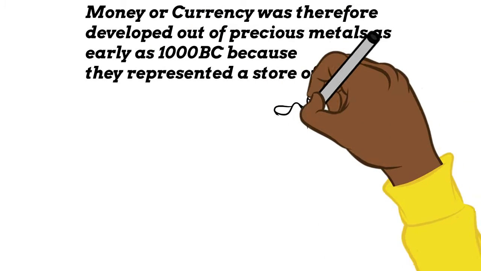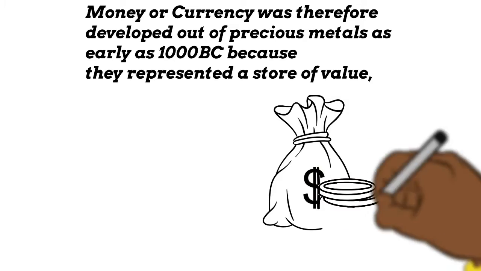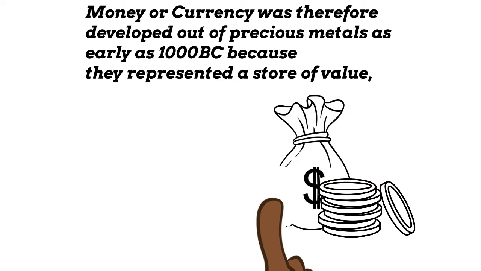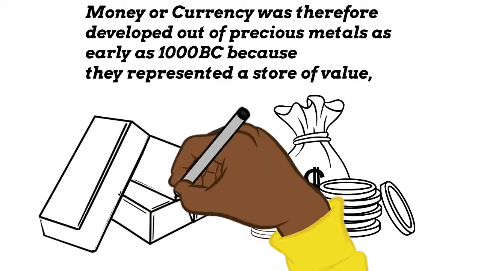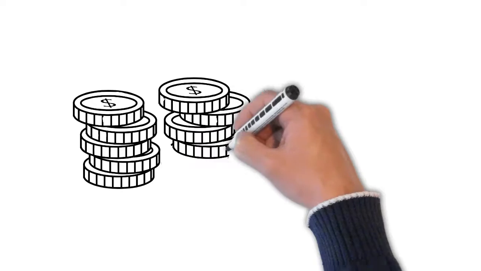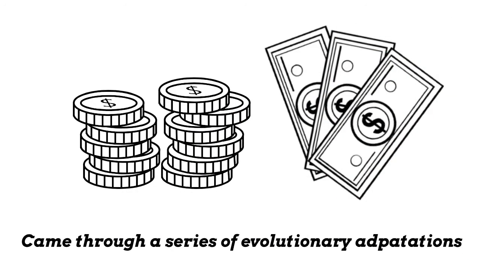Money or currency was therefore developed out of precious metals as early as 1000 BC because they represented a store of value, or, put differently, could reliably be counted on to maintain its relative value over time and without depreciating. The medium we use today, coins and dollar notes, came through a series of evolutionary adaptations.